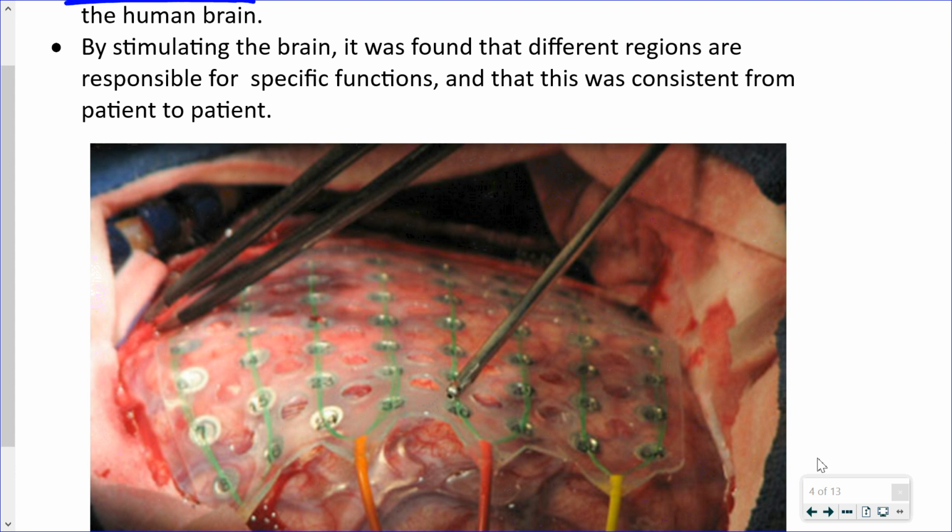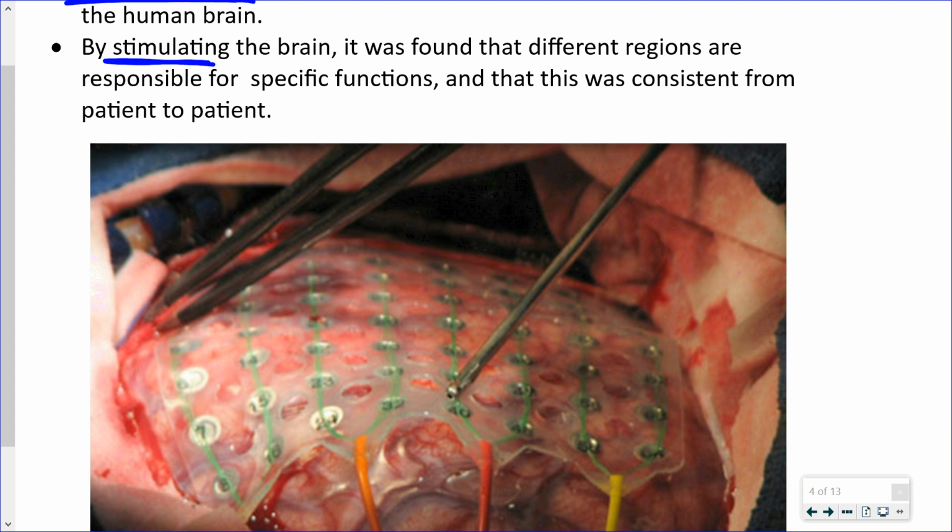Maybe they have a tumor, a cancerous tumor that needs to be removed. Maybe they are an epileptic and they're having seizures and they're doing something with the brain in order to alleviate the symptoms associated with that. But while you're in there, what the heck? Why not stimulate the brain and see what they find? So what did they find?